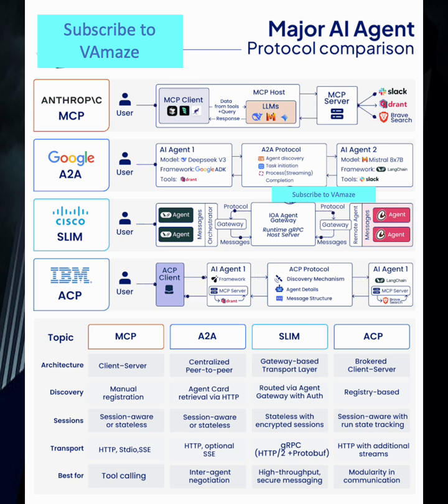Step 5. Streaming and real-time updates. Supports both request and response communication. Agents can provide real-time updates during long-running tasks. Users receive coordinated responses from multiple agents. Key features of A2A protocol.